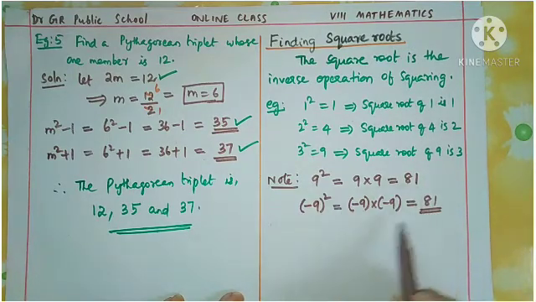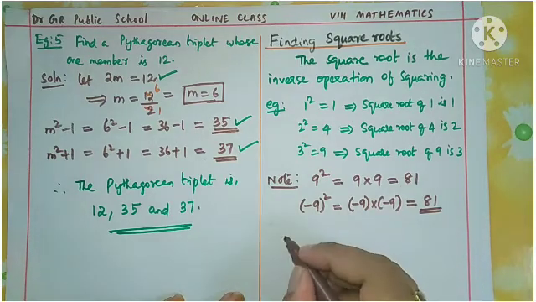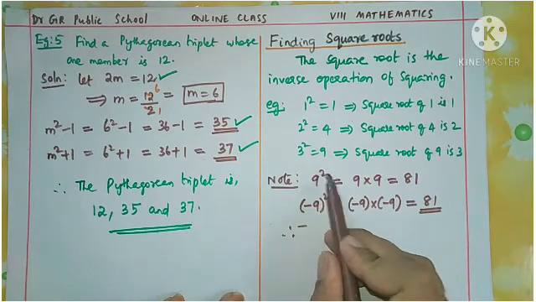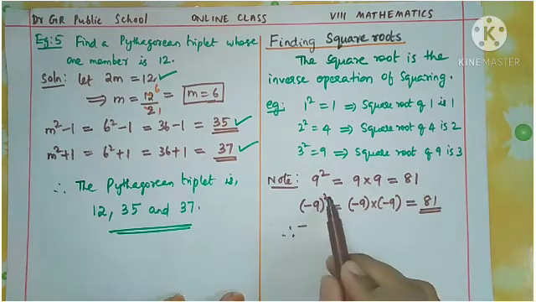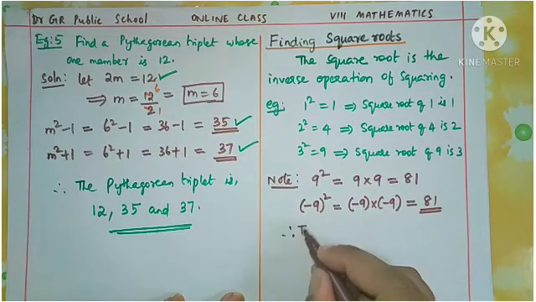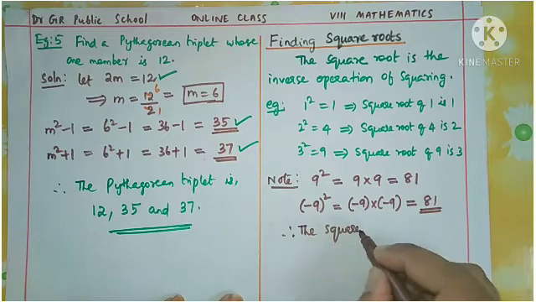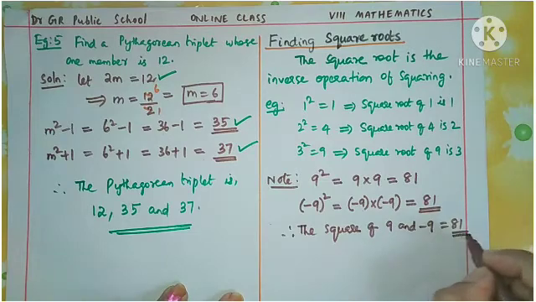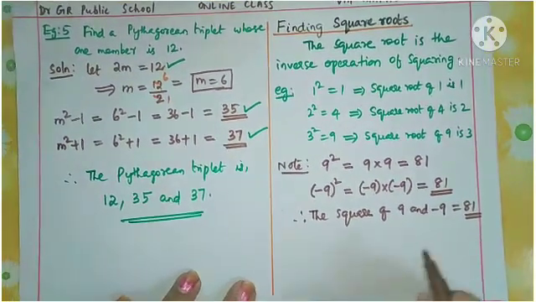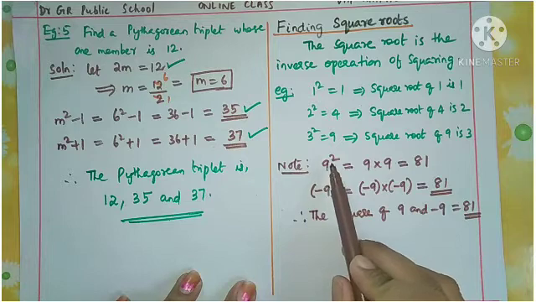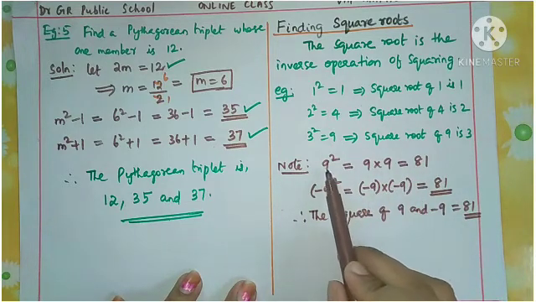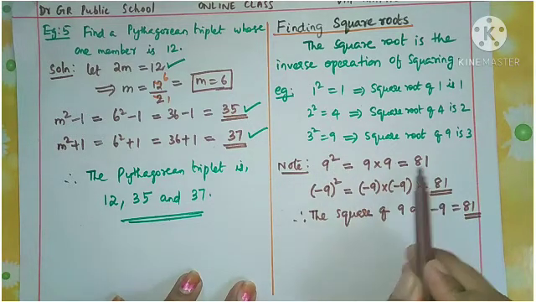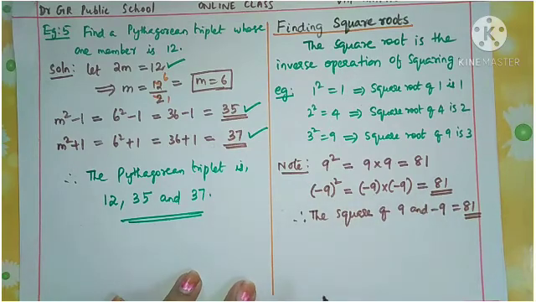So from this what you can understand? Here we can understand that 9 square is also 81, minus 9 square is also 81. The square of 9 and minus 9 equal to 81. Okay, so this is an important point. A number has the same square for its positive and its negative. So 9 square is also 81, minus 9 square is also 81.